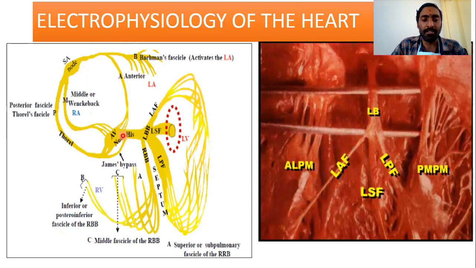So once the impulse reaches the AV node, it subsequently divides into two major highways that activate the right and the left side of the heart by the right bundle branch and the left bundle branch. The left bundle branch has three fascicles, namely the septal fascicle, the anterior and the posterior fascicle. And the right bundle branch divides into a superior, the middle, and the inferior fascicle. This is through a rapid conduction system called the Purkinje fibers that conduct very quickly, at 4 meters per second. So any activation of the heart below the His system is going to be very rapid.